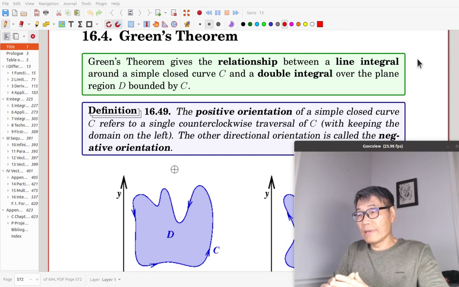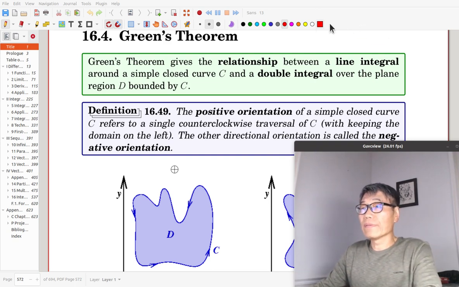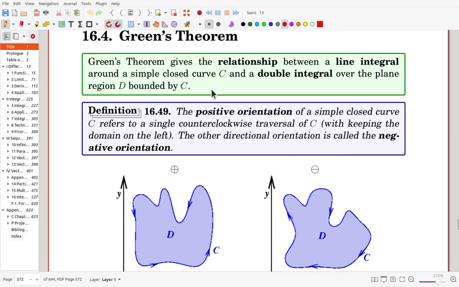Such a relationship has introduced a huge theory and many applications. Green's theorem is the beginning of such a theory. Let's see Green's theorem. Green's theorem gives the relationship between a line integral and a double integral in a two-dimensional domain.